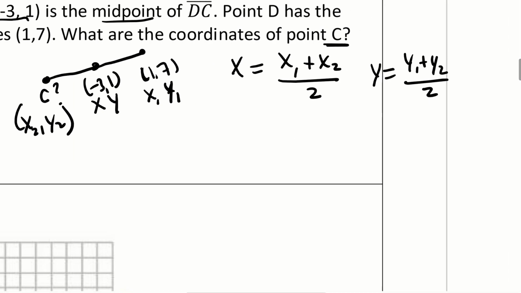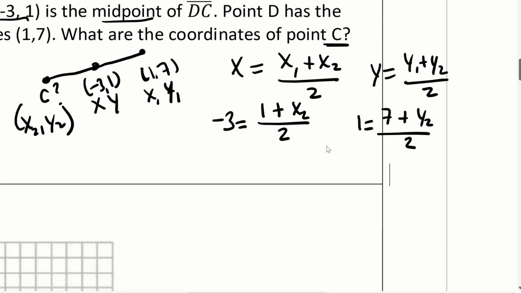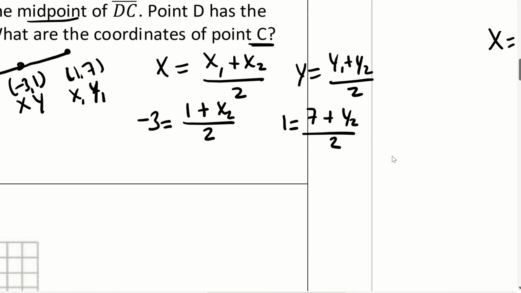We know that x is -3. We know that x1 is 1, but we do not know x2. For y, we do know that y is 1. We do know that y1 is 7, but we do not know y2. So we need to solve for x2 and y2 here.